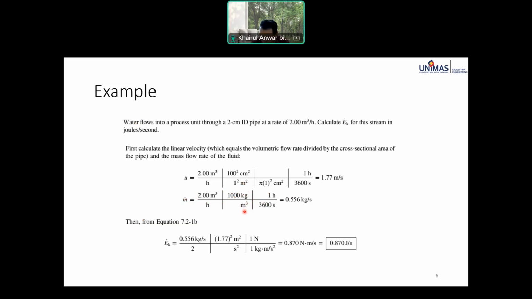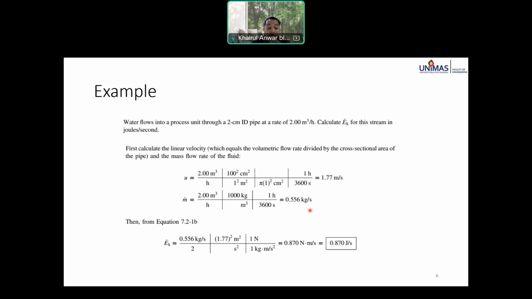But the actual density of water depends on the temperature. You can refer to Appendix B. Yeah, refer to the book, Appendix B. Appendix A for units. So we have 0.556 kg per second.